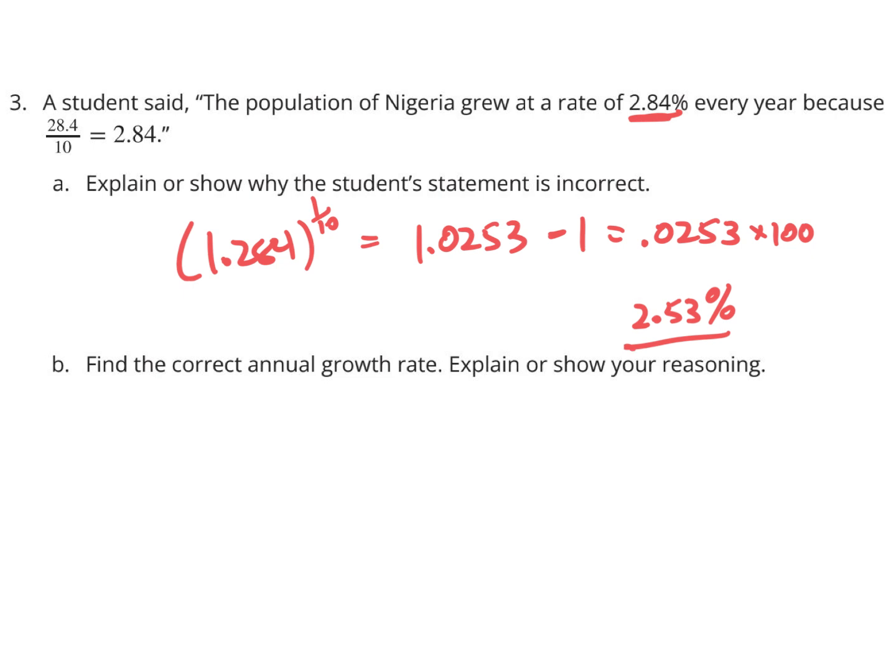So 2.84, you cannot take your rate over a decade and just divide it by 10. So we found the correct annual growth rate at 2.53%.